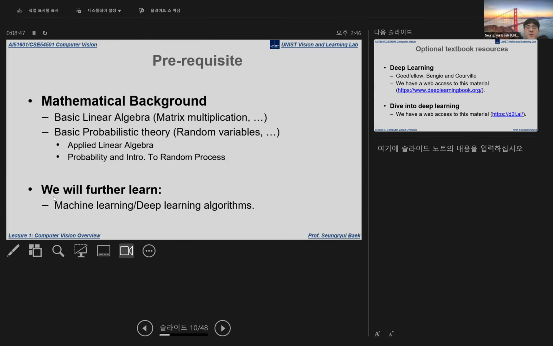And also to take this course, you have to have some mathematical background, linear algebra and probability theory. Because you are a graduate student, I think you are already familiar with this type of thing. Based on that, we will further learn about machine learning and deep learning algorithms.